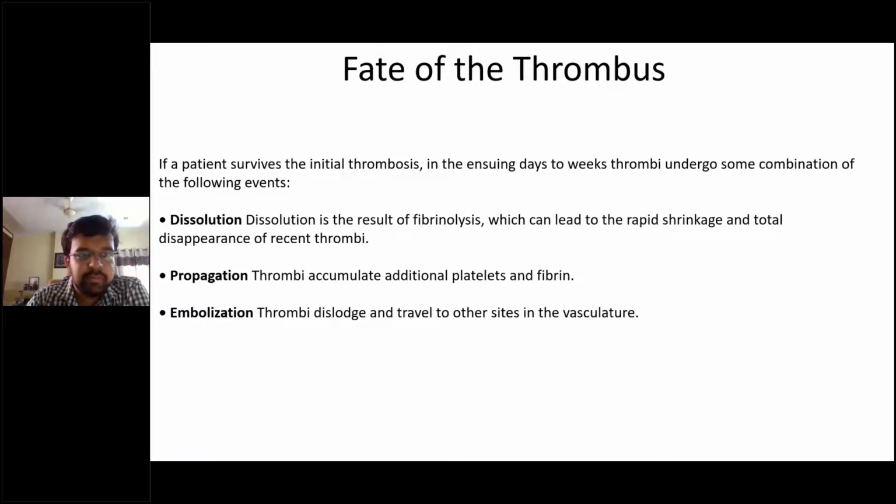So basically, if the patient survives this initial thrombosis, in the subsequent days and weeks, the thrombus undergoes some combination of the following events. The most important being the dissolution of the thrombus. Dissolution is the result of fibrinolysis, which will lead to rapid shrinkage and disappearance of the thrombus.